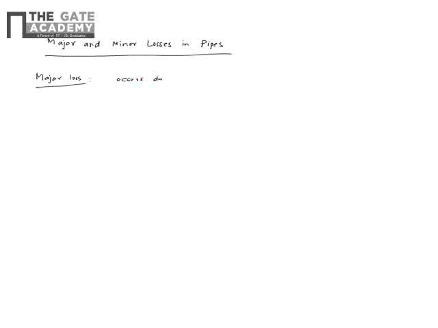Let's discuss the major and the minor losses in pipes. So let's first see what is called the major losses. Well, major losses occur due to the viscosity of the fluid and basically due to fluid friction. Okay, and how do we quantify this?